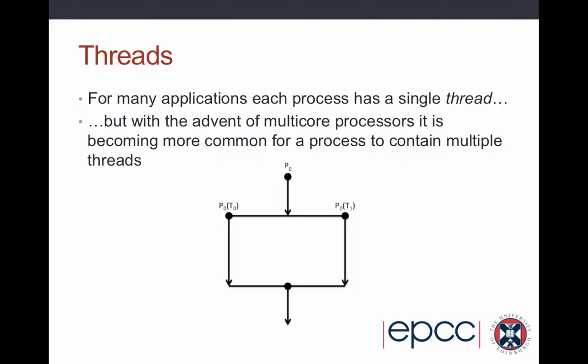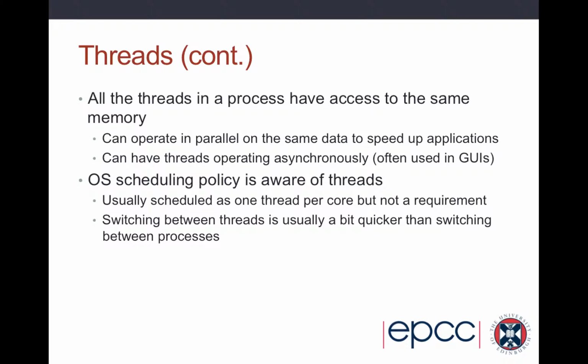Okay, so the difference between processes and threads is that all the threads in a process have access to the same memory. Okay, so remember, separate processes could not access each other's memory. So then they can operate in parallel on the same data to speed up applications. And you can have threads operating asynchronously, so they can swap in and out and do different things.